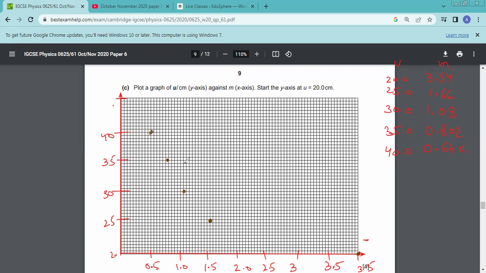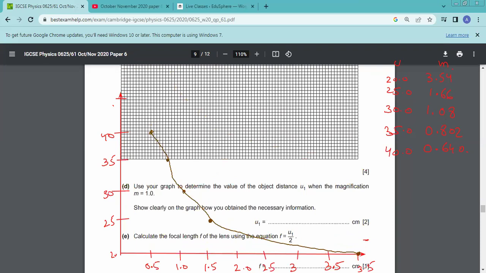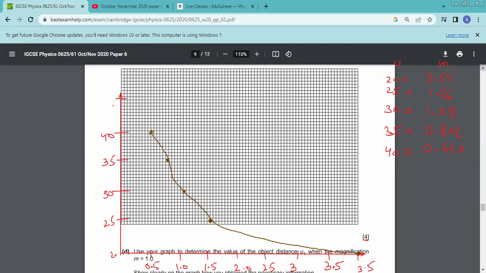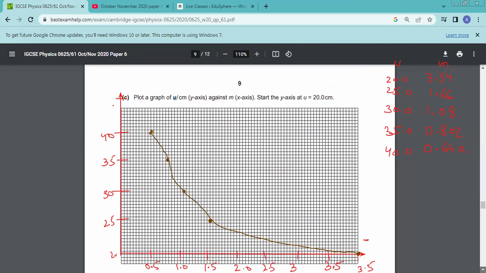When you join the points, it would be a graph basically. I'll try my level best to create a curve. And then at this point, we have to find the next thing: use your graph to determine the value of the object distance when the magnification m is equal to 1.0.